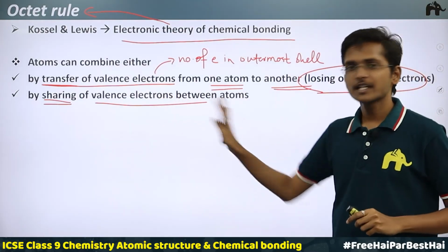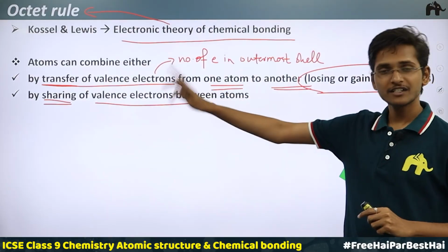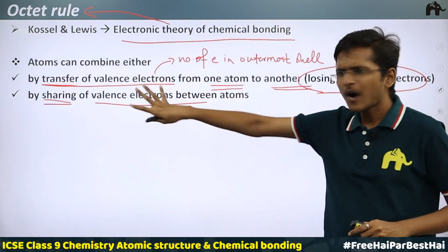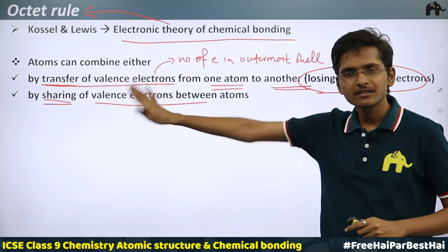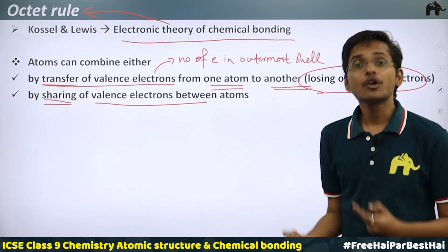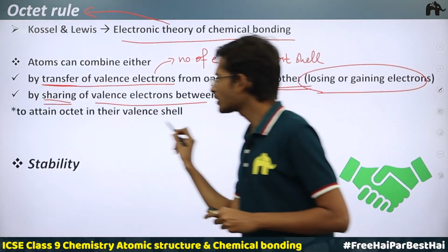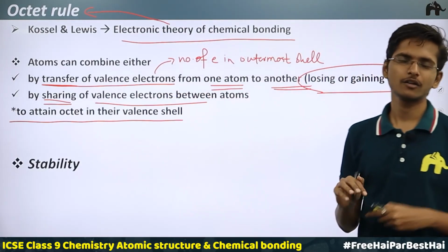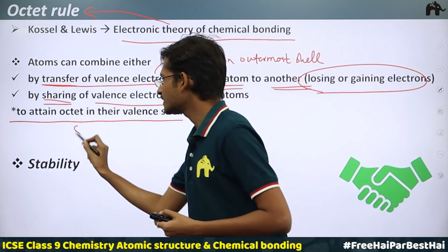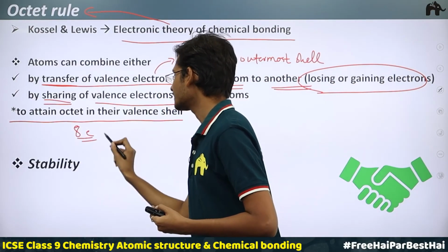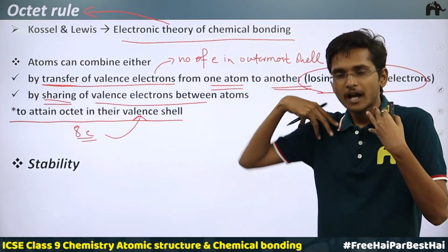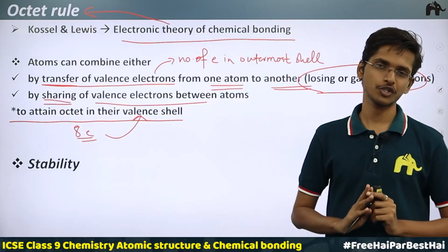So they share the valence electrons. These are the two ways in which atoms can combine. Kossel and Lewis told that they do this transfer or sharing of valence electrons in order to attain the octet in their valence shell, in order to have 8 electrons in their outermost shell.